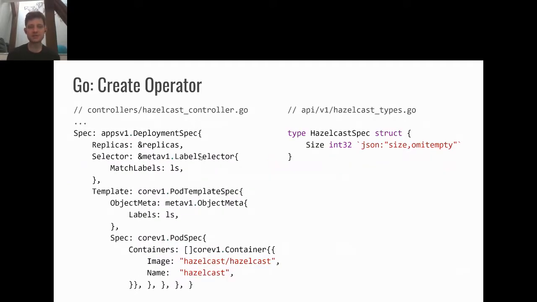This is how the specification of our deployment configuration looks in Go. And on the right side, you can see the input, the API, our custom resource definition. You can already see that it's way more complex, but it gives you way more options, and that's why people in general use it a lot.